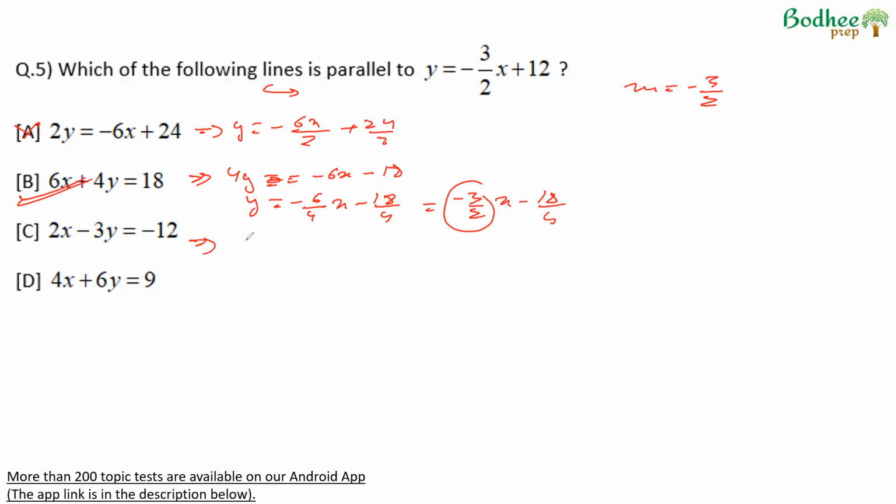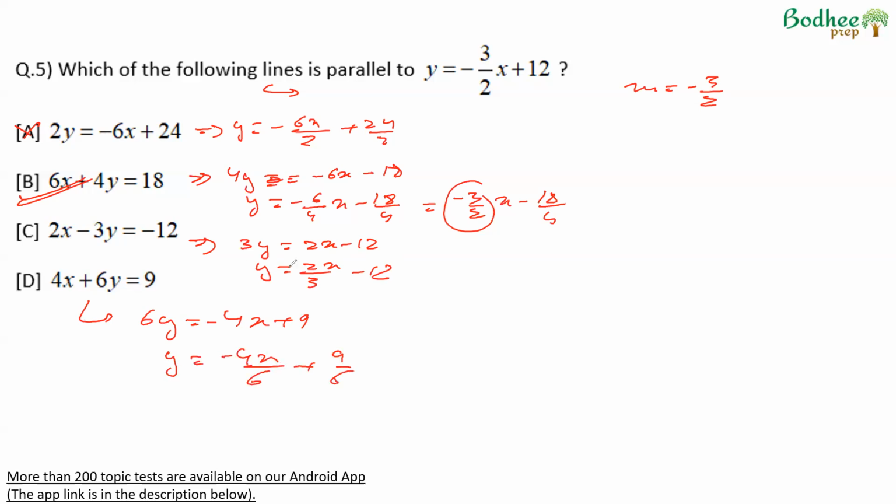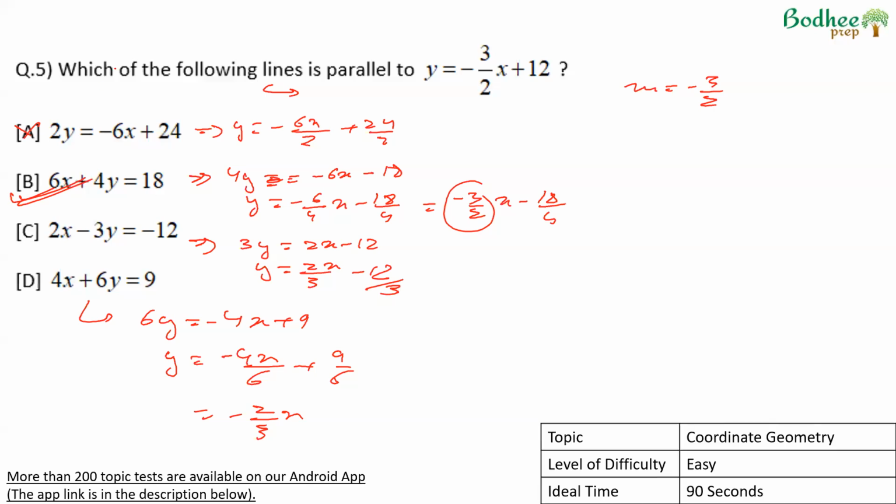Here, we can write 3y is equal to 2x minus 12, divided by 3. The slope will come out to 2 by 3, which is again not equal. Here, 6y is equal to minus 4x plus 9. Divided by 6, y is equal to minus 4x by 6 plus 9 by 6. Here the slope is minus 2 by 3. Again, the slope is not minus 3 by 2 in this case either. Only option B has the same slope, therefore option B will be parallel. This I think is an easy question, not more than a minute and a half to solve.